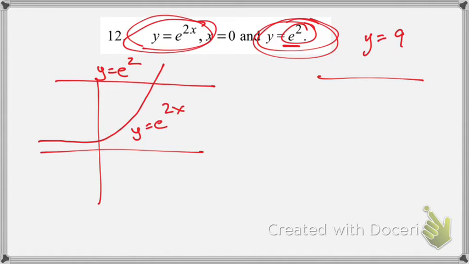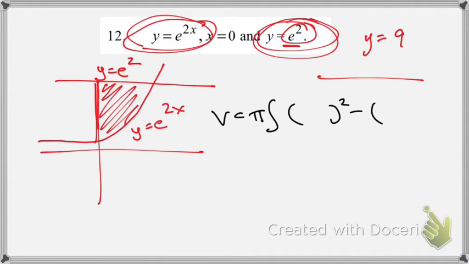And x equals 0, which is the y-axis. So this is the shaded region that you're rotating. Okay, so hopefully you can see it has space. So there's two r's. Big R squared minus little r squared.